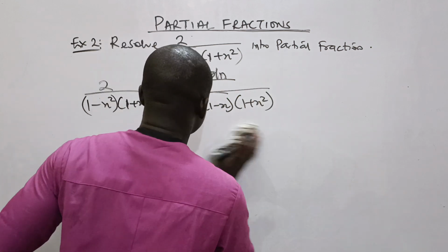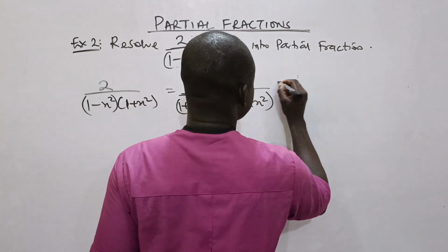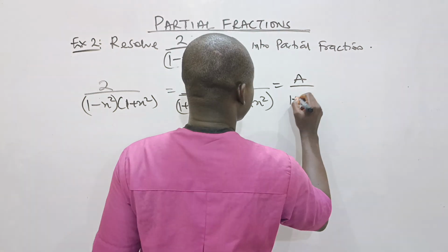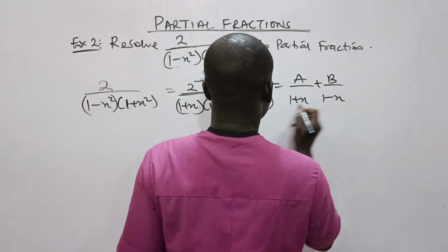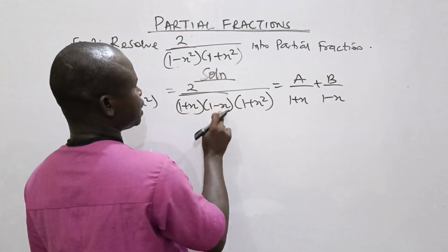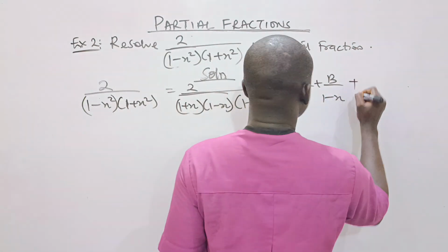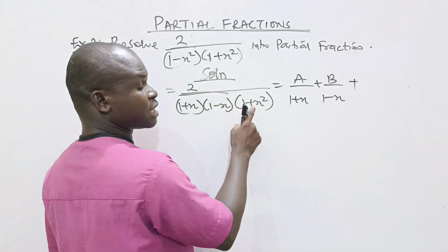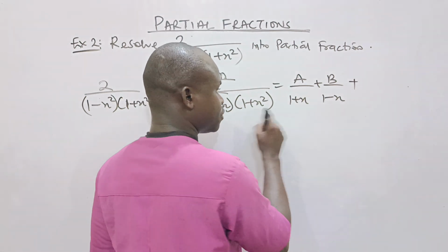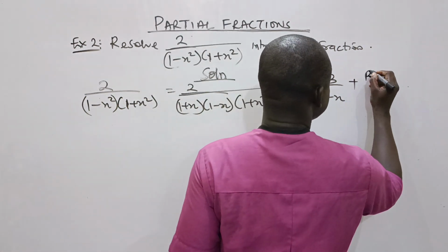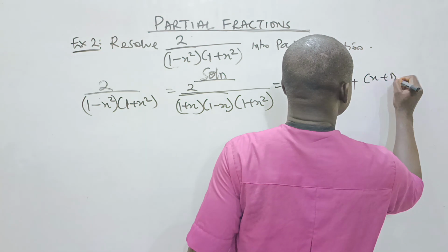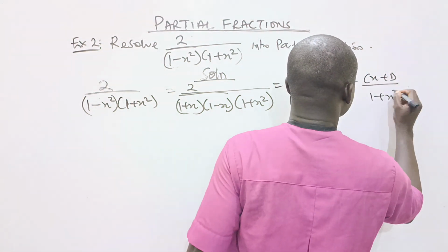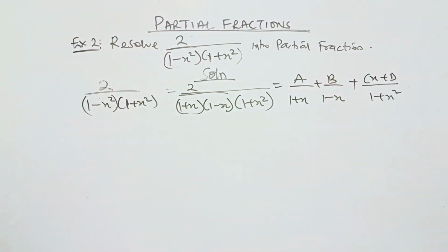So how do we now resolve this into partial fraction? The first one will be A all over 1 plus x, then plus B all over 1 minus x, because these are factorizable. These are linear factors. Then plus, in case of this now, this cannot be factorized. It's not factorizable. I'll change it to Cx plus D all over 1 plus x squared. That is what I'm going to get.